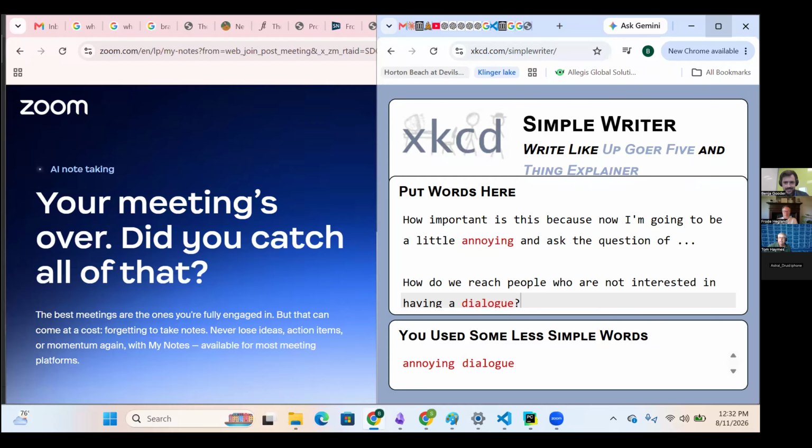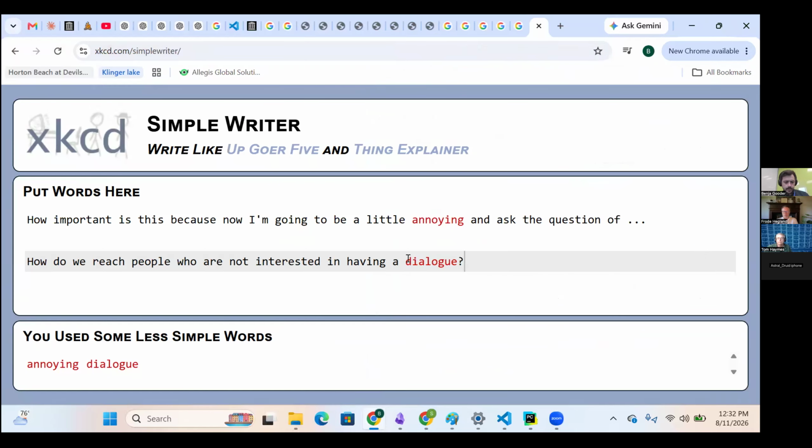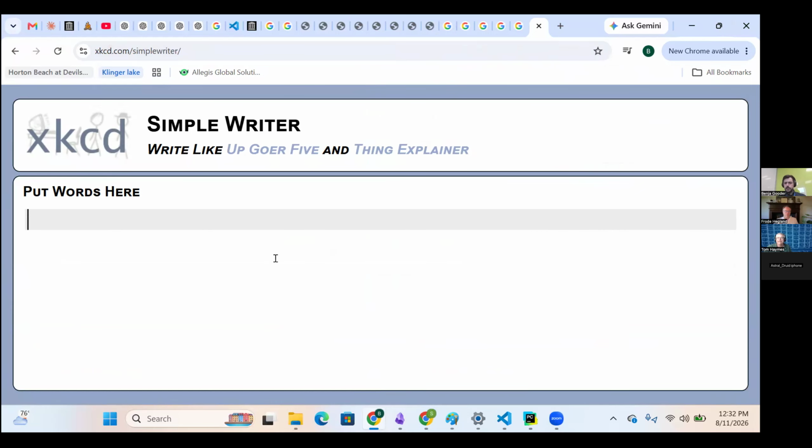Like, let me share my screen for 2 seconds here. Oh, no rush in sharing your screen. Okay. All right. I don't know if you all have seen this. We got XKCD, which is great.